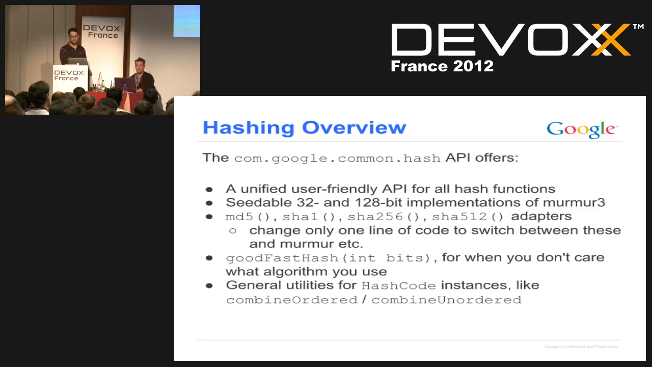We also give adapters for MD5 and SHA-512 and so forth, so that if you don't want to have to write your code to the MessageDigest API sometimes and our API sometimes, you can just use our API all the time.